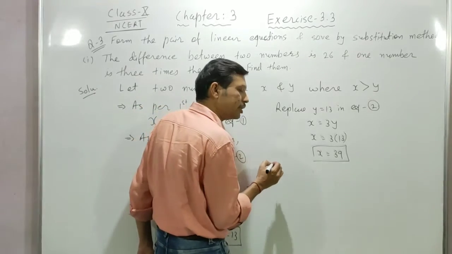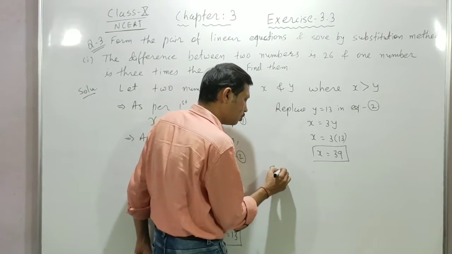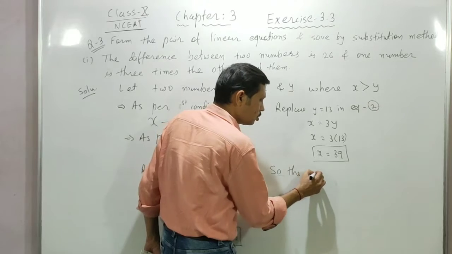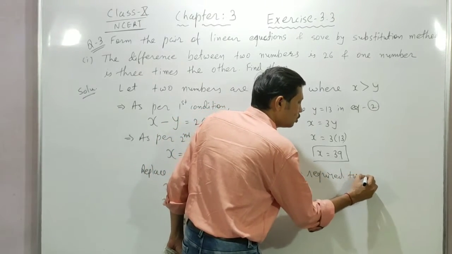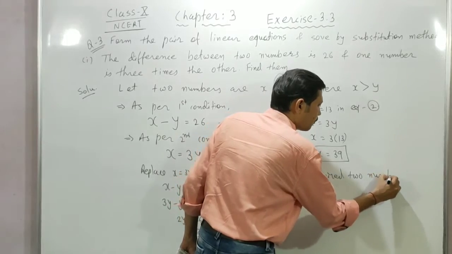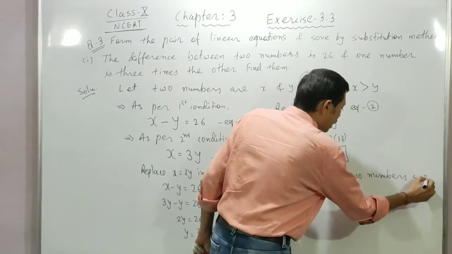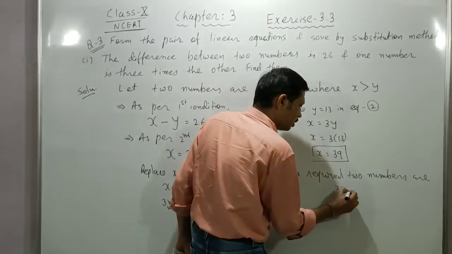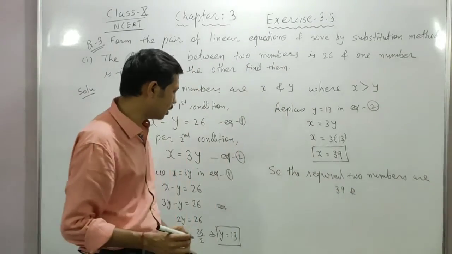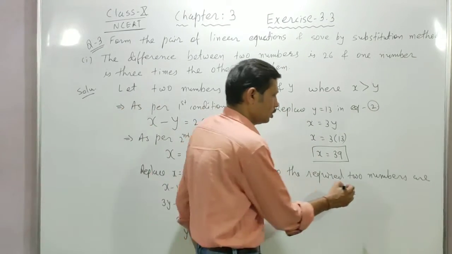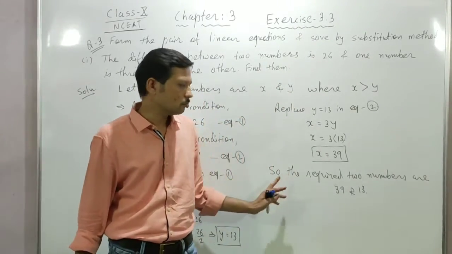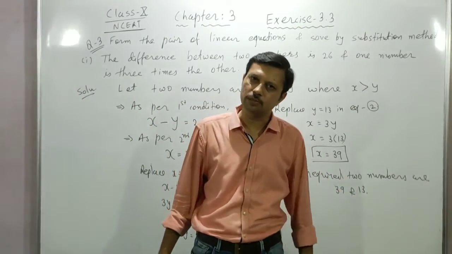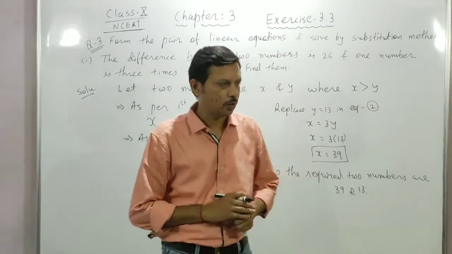So finally we will conclude our answer. The required two numbers are 39 and the second number is y, that is 13. See, in the word problem you have to complete your answer by writing the last statement in statement form. Okay.